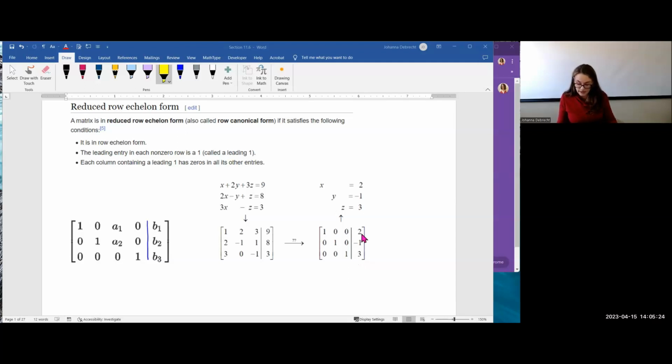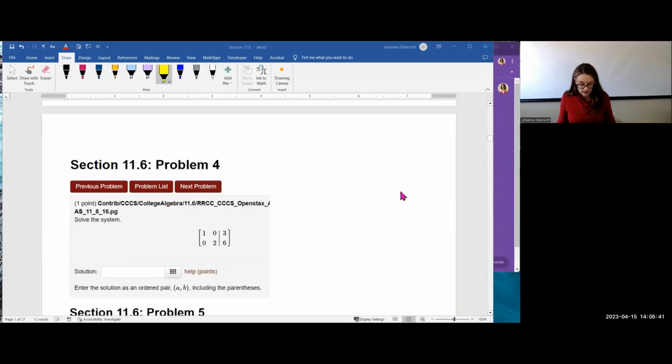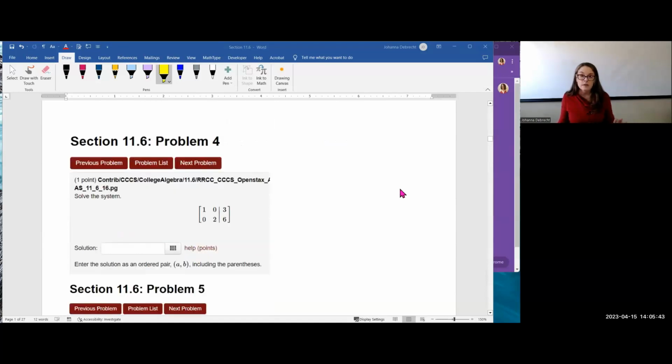This then tells me X equals 2, Y equals -1, and Z equals 3. So reading off the solutions from reduced row echelon form is a snap. It's super easy. And it only requires a few additional steps that row echelon form does not. So let's start with something relatively straightforward, because this is a confusing process. You've never done it before, so it's going to take some while to get used to it.